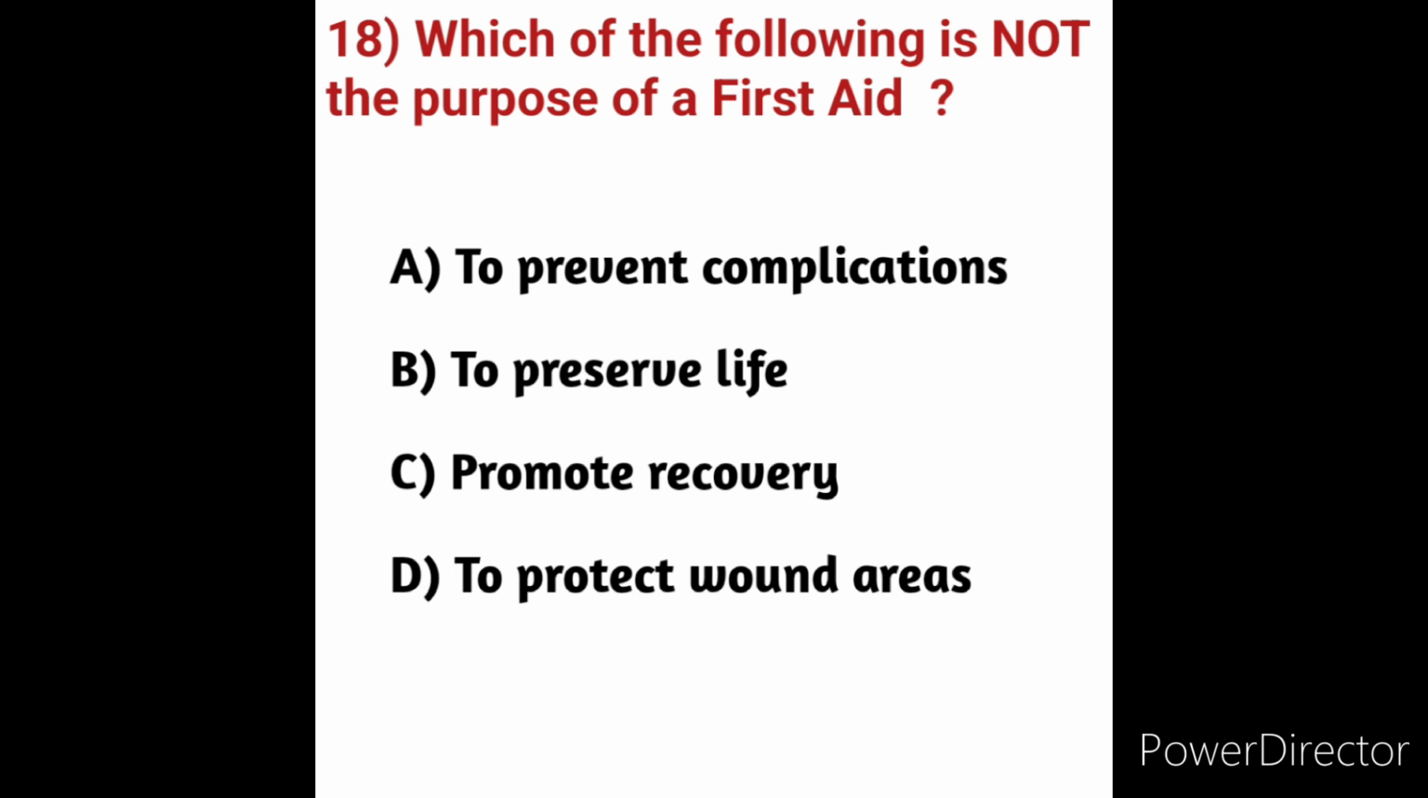In first aid we have three purposes, the 3 P's of first aid: to preserve life, to prevent complications, and to promote recovery. The role of first aid is to help someone who is injured or ill, keep them safe and cause no further harm; prevention of illness or injury is the main purpose. So option D, to protect wound areas, is not a purpose of first aid. Option D is the exception here.